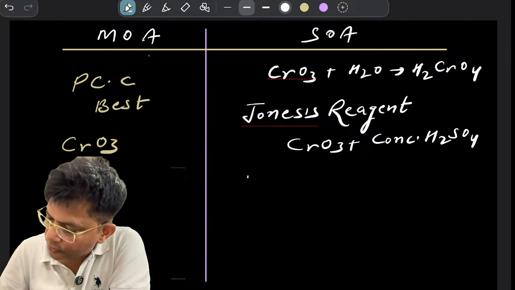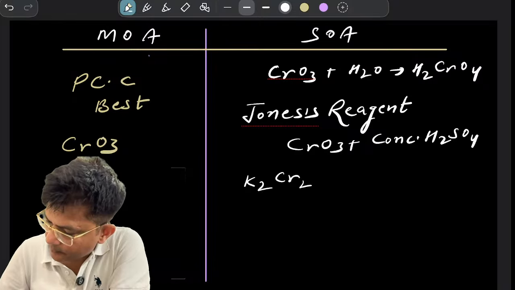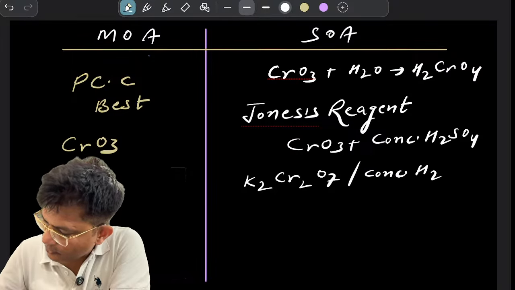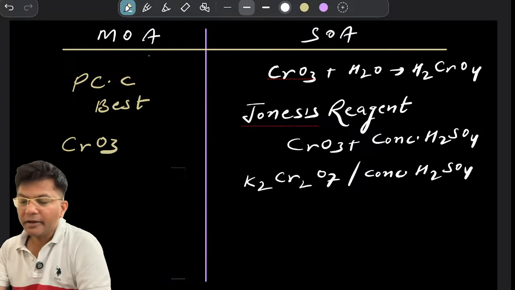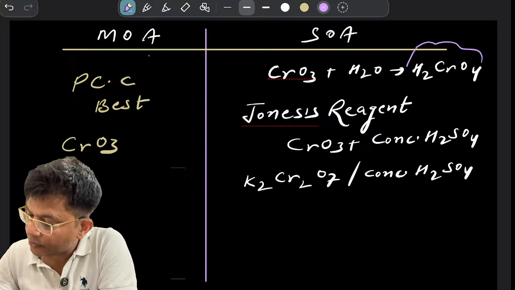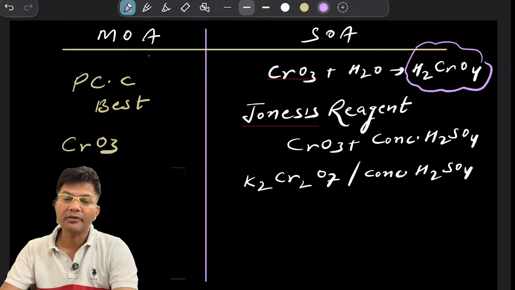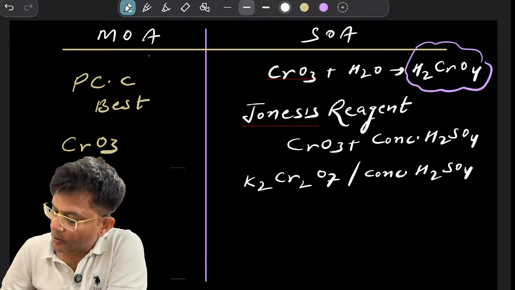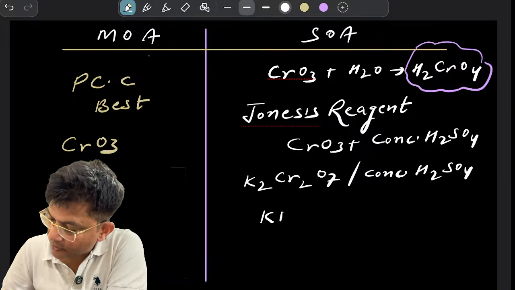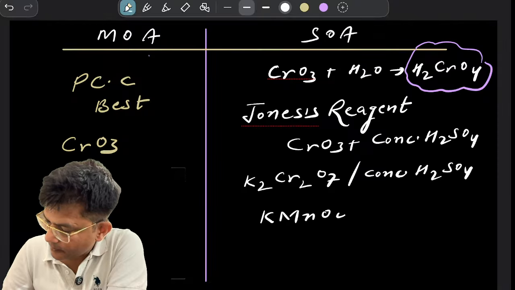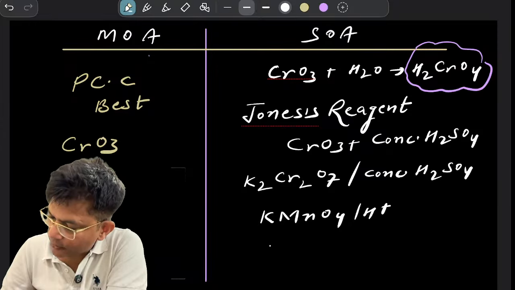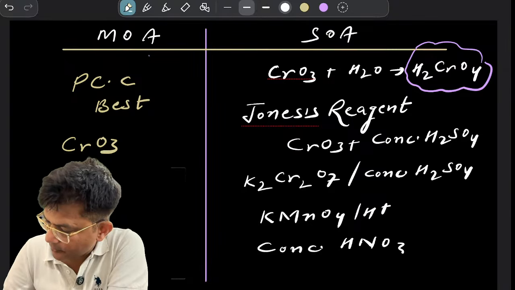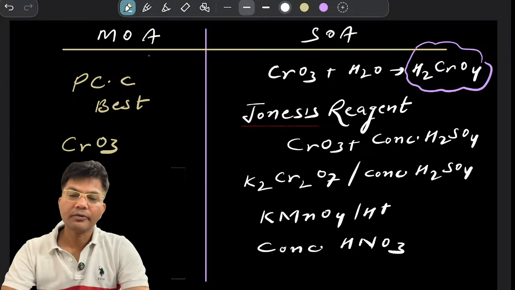You can use K2Cr2O7 with concentrated H2SO4. This will also produce chromic acid. All three will ultimately produce chromic acid, H2CrO4, that is a strong oxidizing agent. That's why I am making the table. Now my dear students, you can use KMnO4 in acidic medium, potassium permanganate, or you can use concentrated HNO3, concentrated nitric acid. They all are in your syllabus, right?